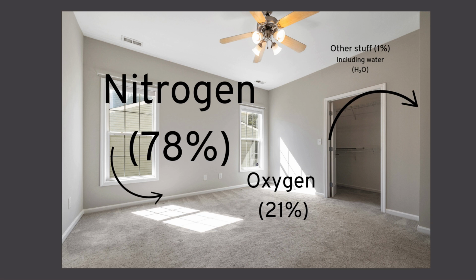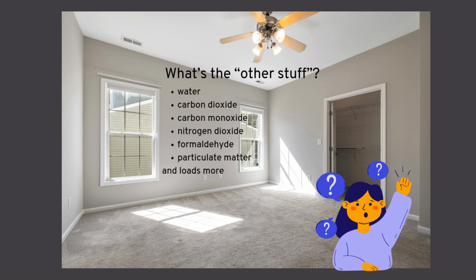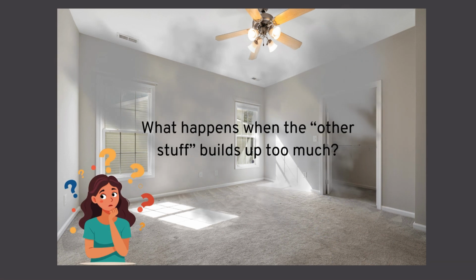When we ventilate our homes well, these gases move around from inside to outside and they stay in quite a nice balance. What actually is the other stuff? It's lots of things, and it can include water, carbon dioxide, carbon monoxide, nitrogen dioxide, formaldehyde, particulate matter, and loads more. Some of those things might sound a bit scary, but actually they're quite often there in small amounts all the time, and as long as they stay low, they don't actually cause us a lot of harm. In fact, without small amounts of water in the air, we wouldn't survive. The important thing to consider is what happens if we let the other stuff build up too much.